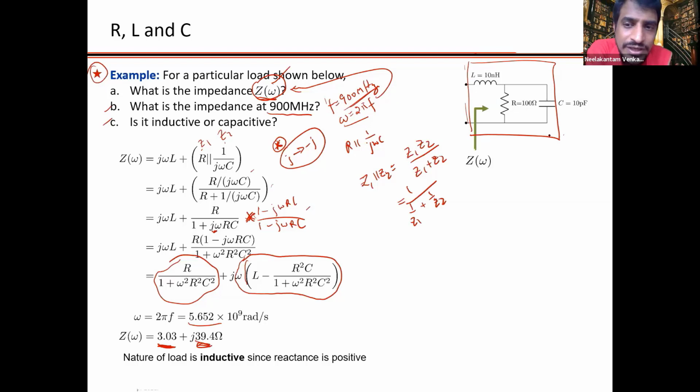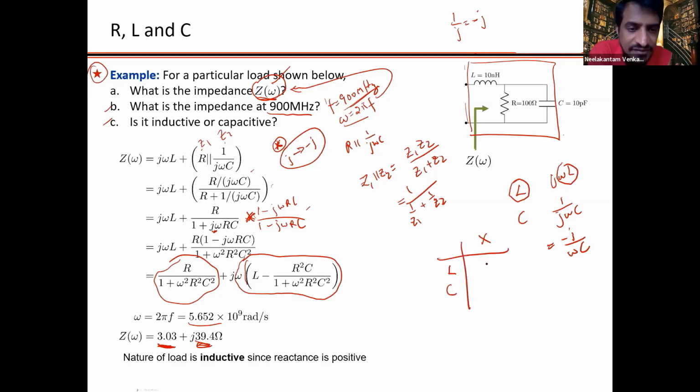Turns out that, is it inductive or capacitive? How do you make the decision? Remember, for an L, it is j omega L. For a capacitance, it's 1 over j omega C. 1 over j is equal to negative j. So I can equivalently write it as negative j over omega C. So when you have an inductor, this is my X, isn't it? If the component is an L or a C, and I look at X, then this X is going to be omega L, whereas here it's going to be negative 1 over omega C.